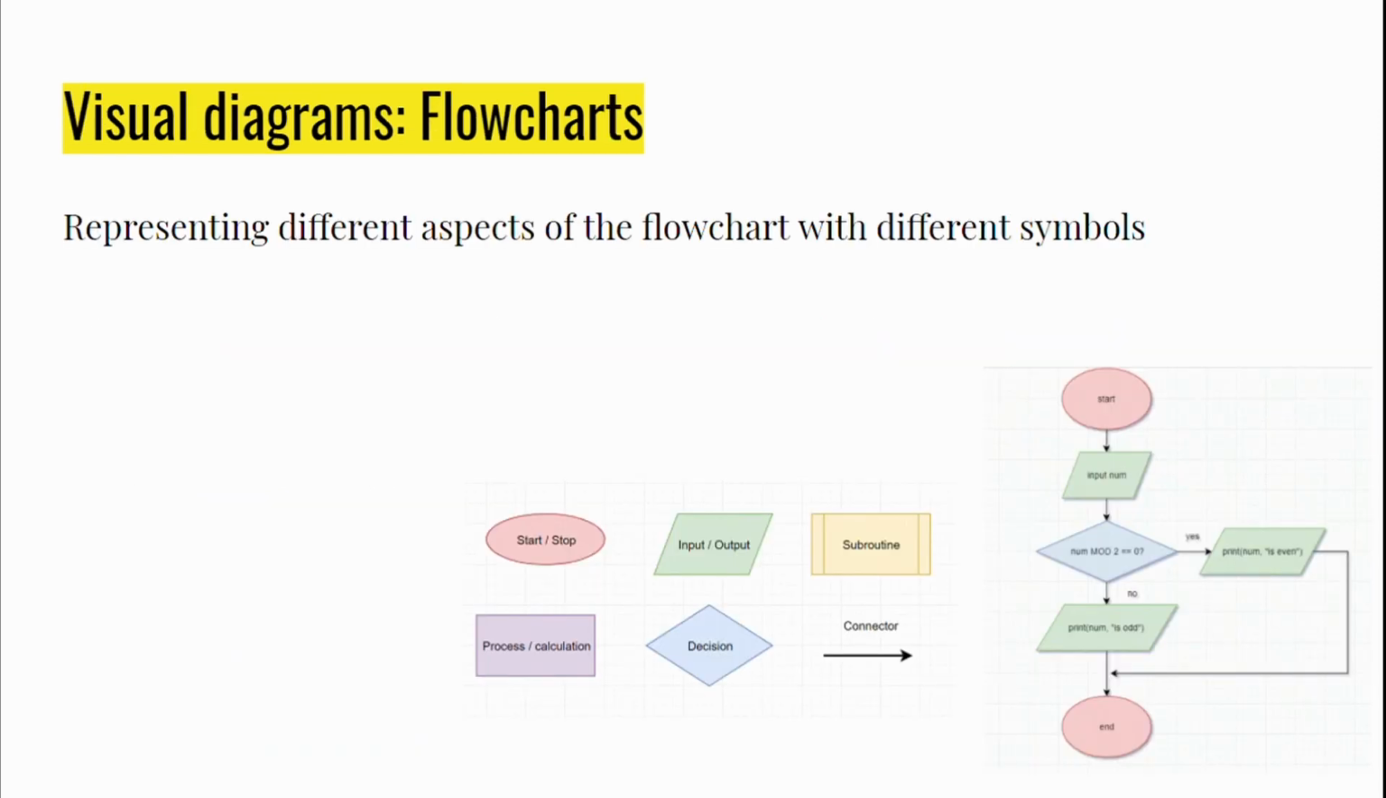Another example is visual flowcharts. This is more relevant to computer science. If you don't know what this is yet, I'll probably make a video explaining it in the future. But what it is, we represent different aspects of the flowchart with different symbols. The process or calculation symbol in a flowchart is a rectangle, and the diamond or kite is a decision. Again, this is a visual representation to make it easy for you to understand what each aspect of the flowchart is.